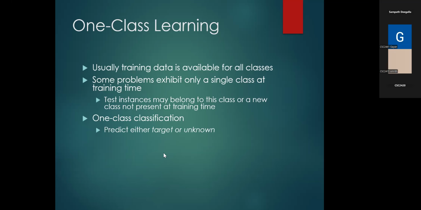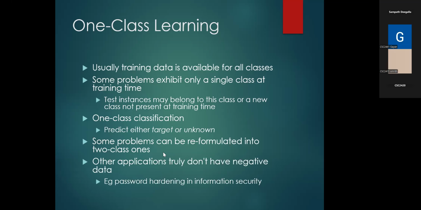So some problems are very hard. How do you formulate this one? Some problems you can reformulate; you can change how you represent them. But for some you don't really have the class for the other data. Like password hardening, which is actually a problem coming from information security. That means, how do you say that your password is good enough, right?